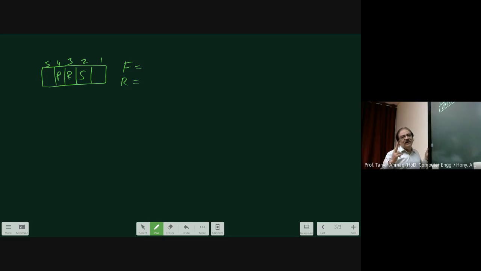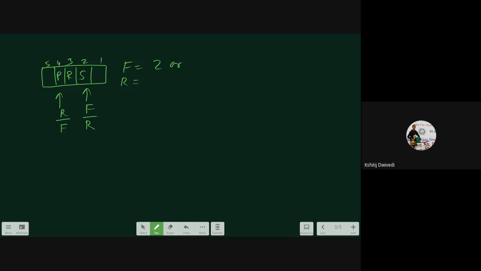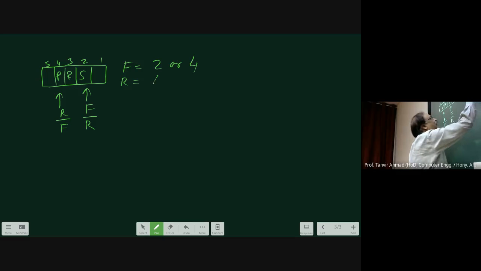Obviously, there could be only two choices. F could be here and R could be here, or R can be here and F could be here. Isn't it? These are the only two choices. Obviously, it cannot point to a blank one. Now, which one of these is correct? That means F could be 2 and R equals 4, or the other way around, 4 or 2.